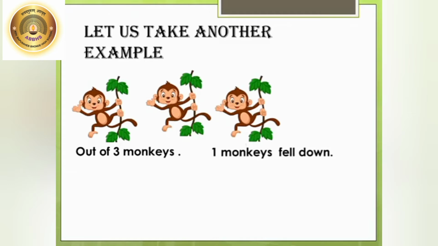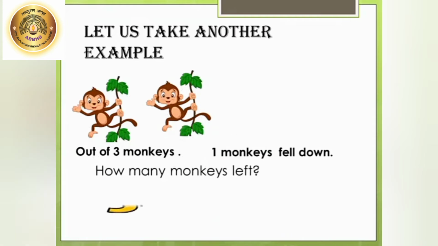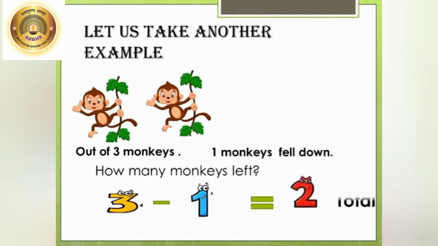Out of 3 monkeys, 1 monkey fell down. How many monkeys left? Out of 3, 1 monkey fell down. So 3 minus 1 is equal to 2. Total is 2. 2 monkeys are left.